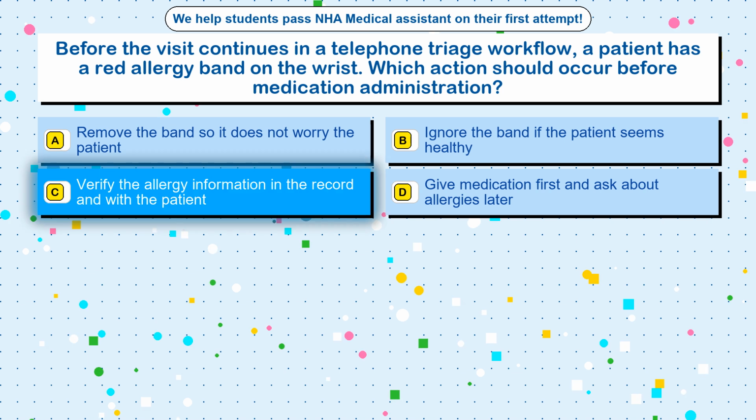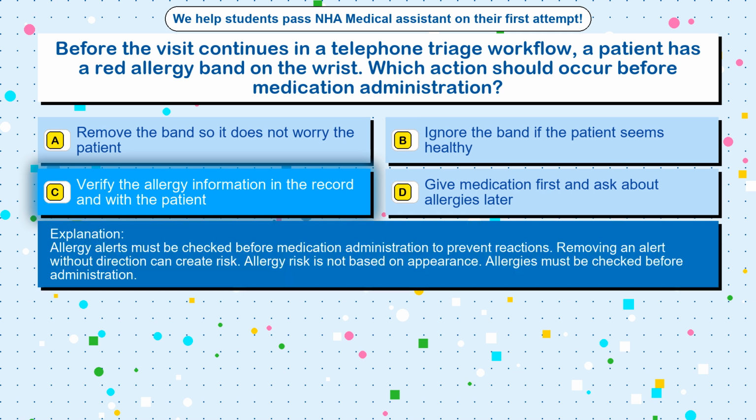The correct answer is option C, verify the allergy information in the record and with the patient. Allergy alerts must be checked before medication administration to prevent reactions. Removing an alert without direction can create risk. Allergy risk is not based on appearance. Allergies must be checked before administration.